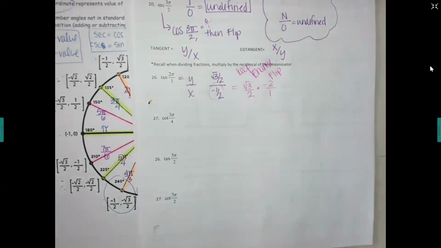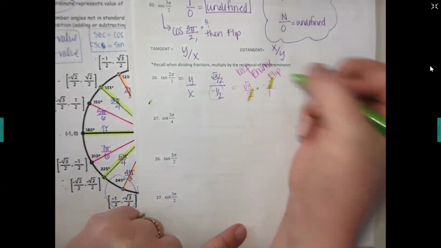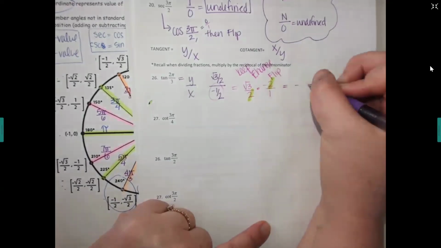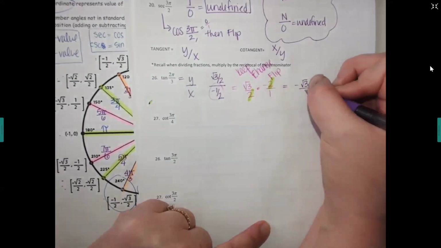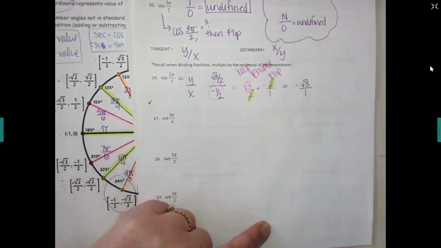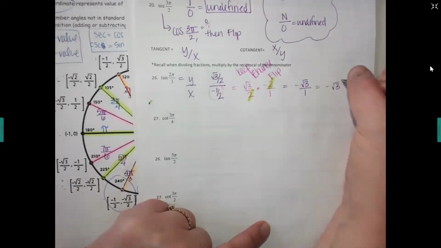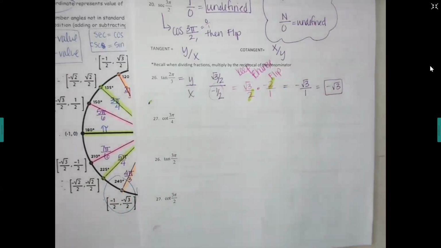From there, what can cross out? The 2's got to go. Now, the negative can stick around unless I have two negatives, right? So then I have -√3, and then technically over 1. But then we know the 1 on the bottom is not necessary, so it's just -√3. Okay.